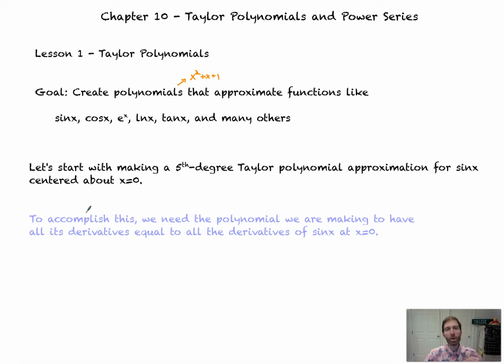To accomplish what we want to do, we need the polynomial we're making, our approximation, to have all its derivatives equal to all the derivatives of the function that we're approximating, in this case sine, the true function, at x equals 0. That's where we're centered. So that means that f of 0, the function sine of x, must equal p of 0, the polynomial at 0. The first derivative of this polynomial, when you plug 0 in, has to equal the first derivative of sine when you plug 0 in. The second derivative of the polynomial needs to equal the second derivative of sine when you plug 0 into both of those.